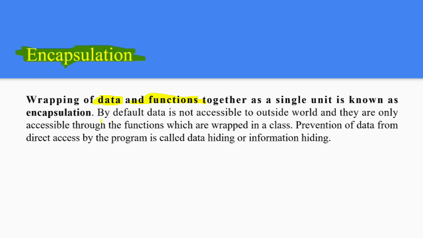By default, data is not accessible to the outside world and is only accessible through functions. This is also important. As we have learned before, in procedural oriented programming languages, the data is stored in global variables, which means they can be accessed from anywhere in the program. But in this object oriented approach, we are storing them in objects, which helps us keep them private, not accessible through other means. So it makes them more secure, accessible only through functions for those objects which are wrapped in a class. Prevention of data from direct access by the program is called data hiding or information hiding. So basically this is the concept of encapsulation.